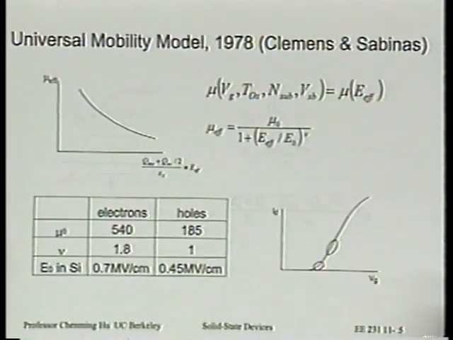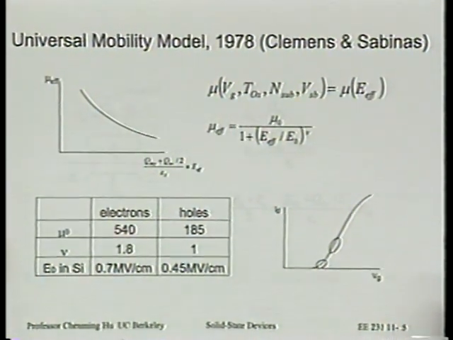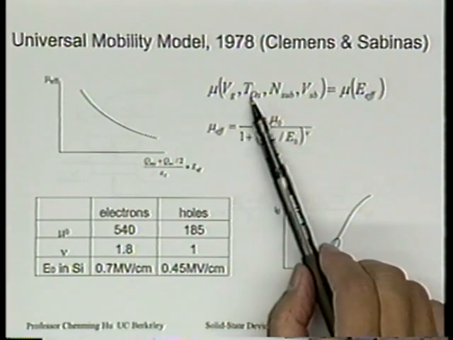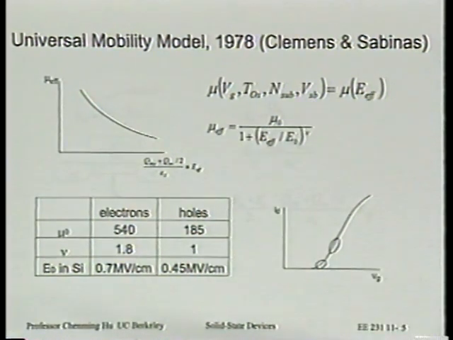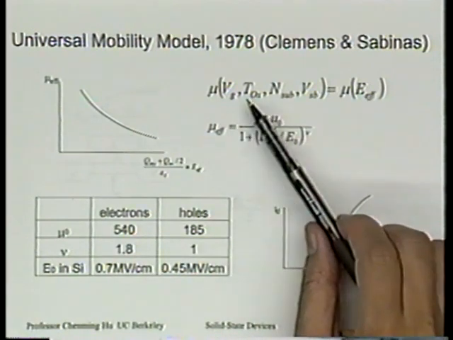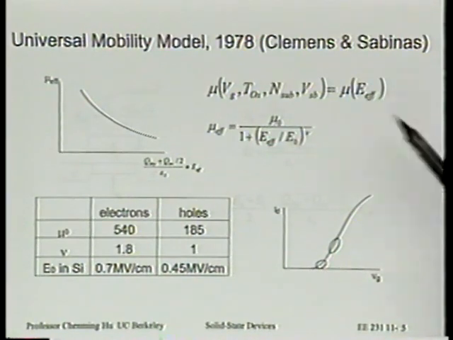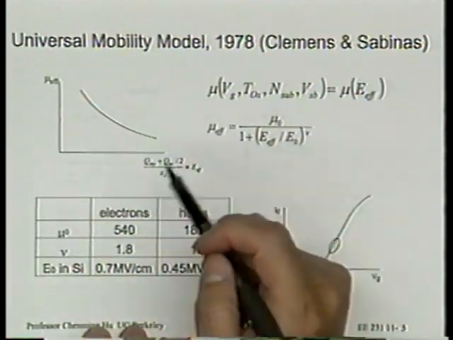A breakthrough in the modeling of the mobility came, and this is a phenomenological model that is not answering the question of what mechanism is responsible for mobility. But what was found is that although mobility is a function of VG, Tox, N sub, and V sub, Clemens and Sabonis of AT&T Bell Lab found they can unify all this dependence with one function: mobility is a function of something called the effective vertical field, E effective. And the effective vertical field is defined this way.